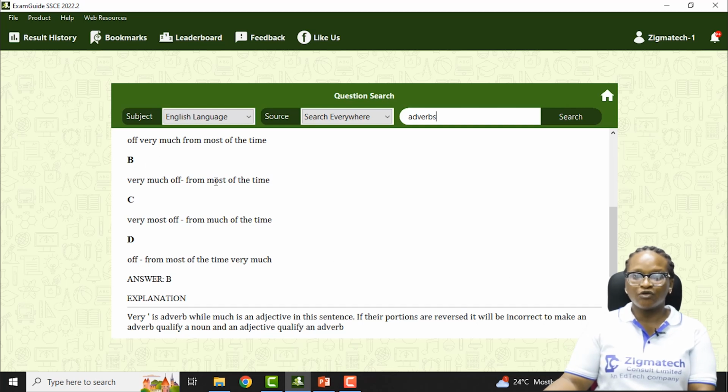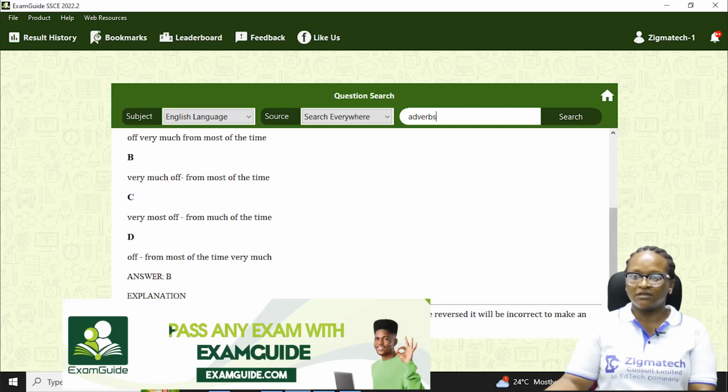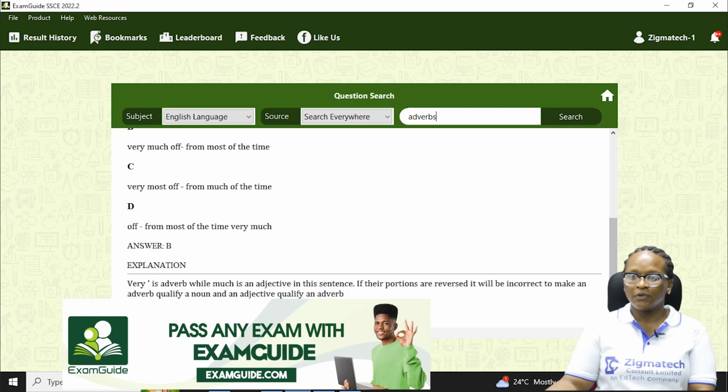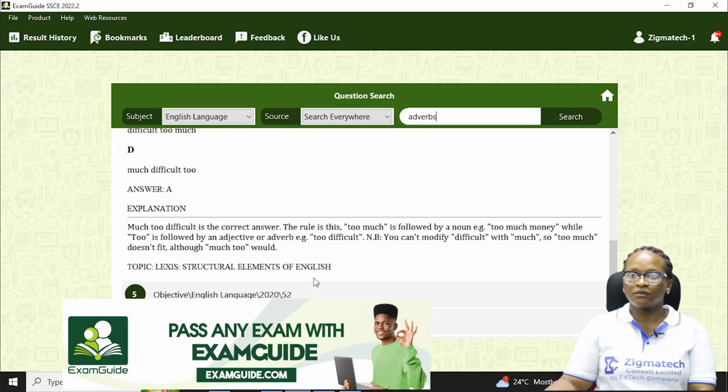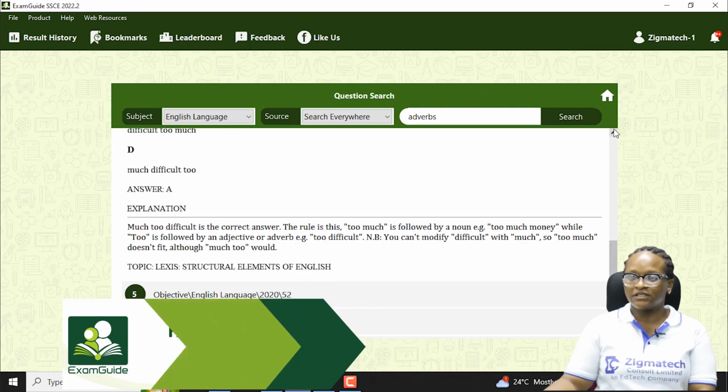Again, adverbs cannot be close to nouns. So the adjective has to be close to the noun or the pronoun that it is describing. All right, so this is it. Let's look at another example. Let's look for something else. All right, this is another one.